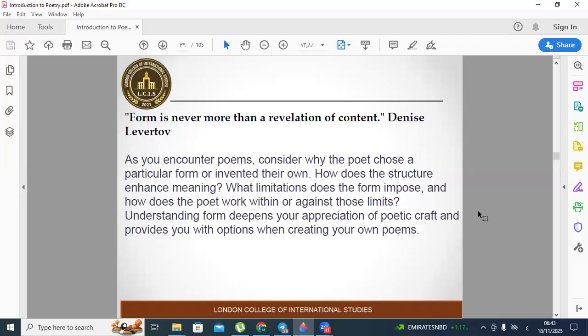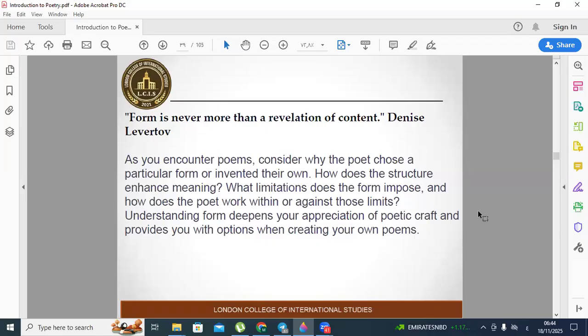The form isn't arbitrary or purely decorative. It's integral to meaning. A poem about chaos might use fragmented, irregular form, while a poem about order might use a regular, structured form like a sonnet.